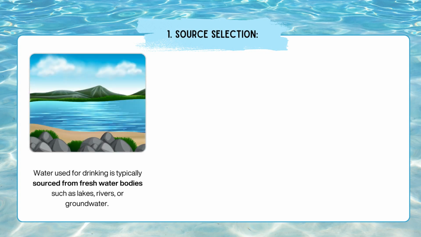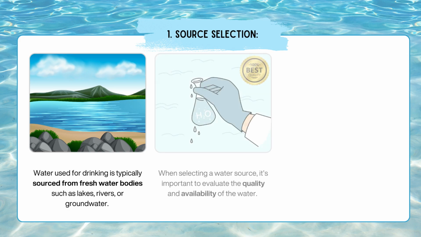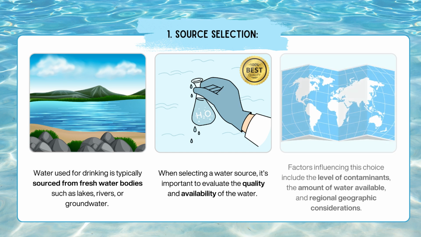The first step of producing potable water is source selection. Water used for drinking is typically sourced from freshwater bodies such as lakes, rivers, or groundwater. When selecting a water source, it's important to evaluate the quality and availability of the water. Factors influencing this choice include the level of contaminants, the amount of water available, and regional geographic considerations.